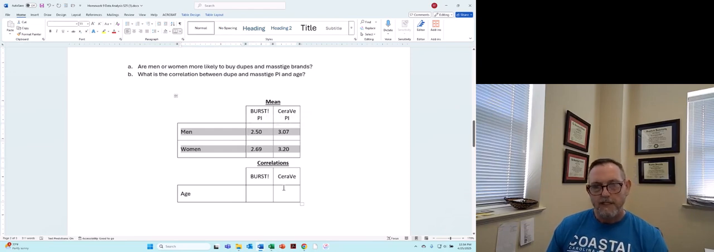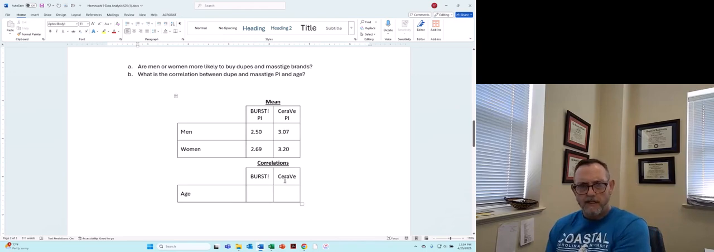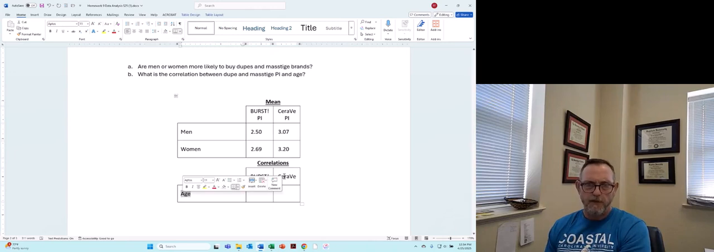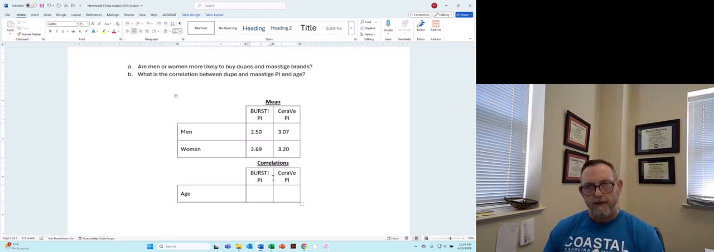Okay, this last piece here, we did a correlation before, so you can do this correlation again. You don't need me to do this. It's just the correlation between age and then the composite variable you created for PI. It should be PI in here. Okie dokie. So that's that question.